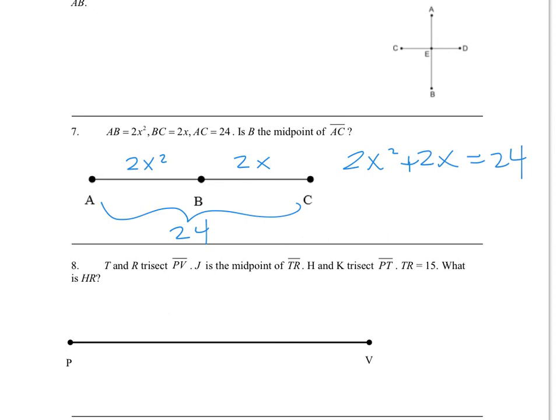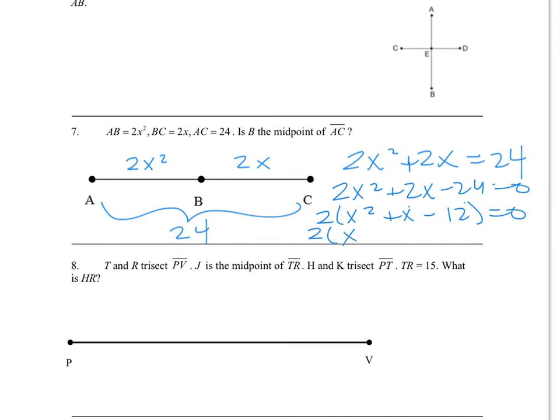Now notice this is a quadratic. This x squared here is going to indicate to us that it's a quadratic. So we want to subtract 24 to set it equal to 0. And now we're going to have to factor. Now notice we have a common factor of 2 here that we can pull out and make our life easier. And if we find the two things that multiply to negative 12 and add to 1, that is a positive 4 and a negative 3. So x is either negative 4 or positive 3.